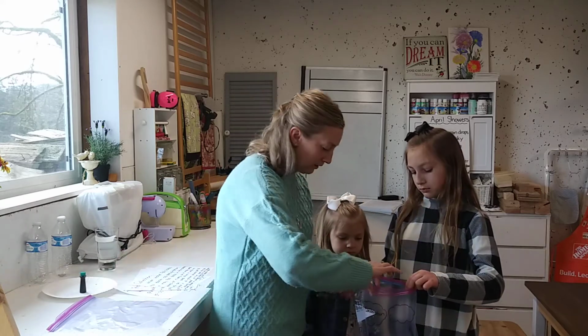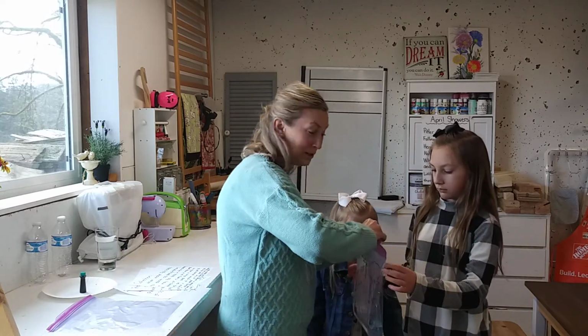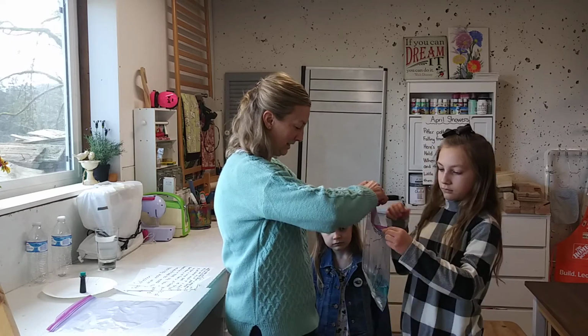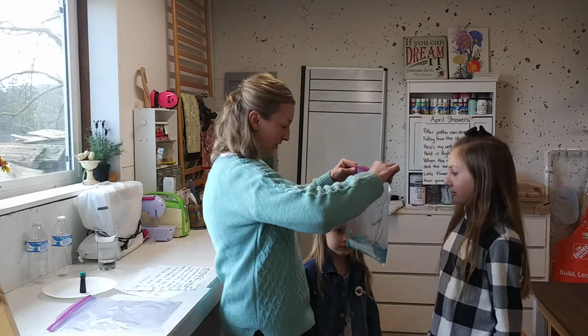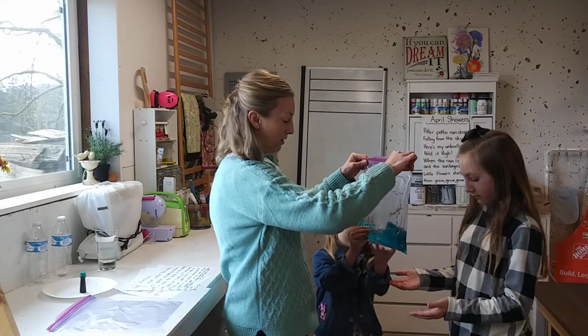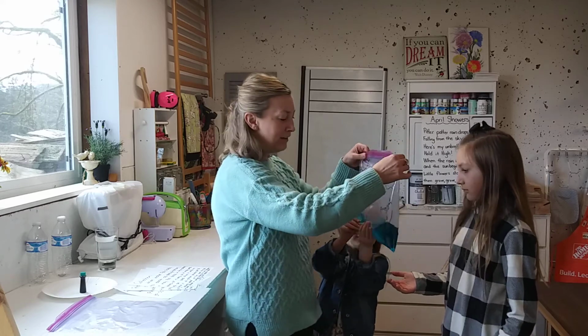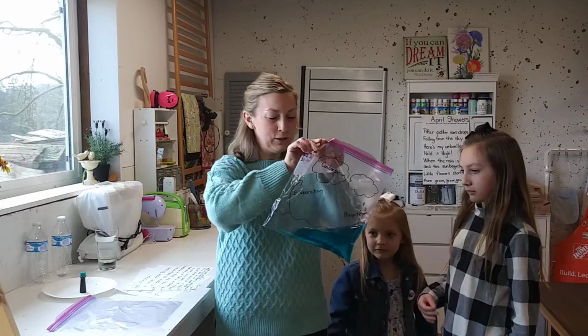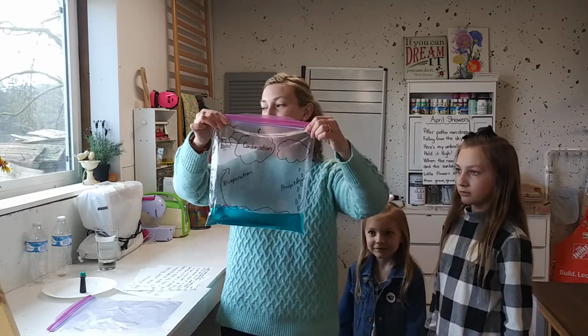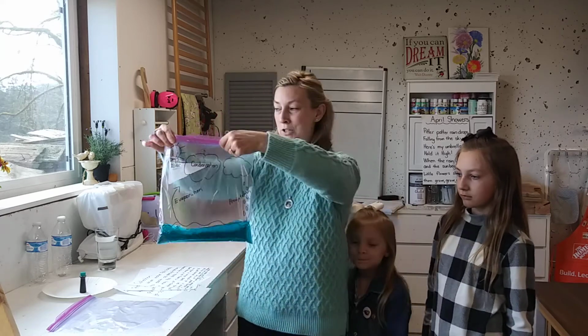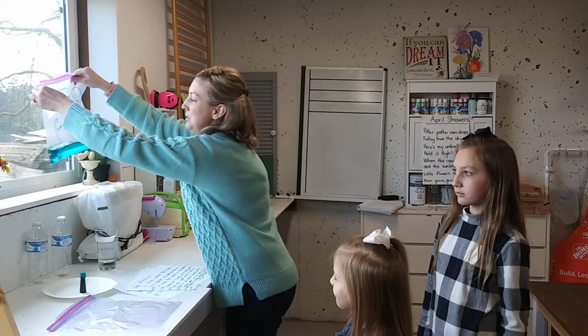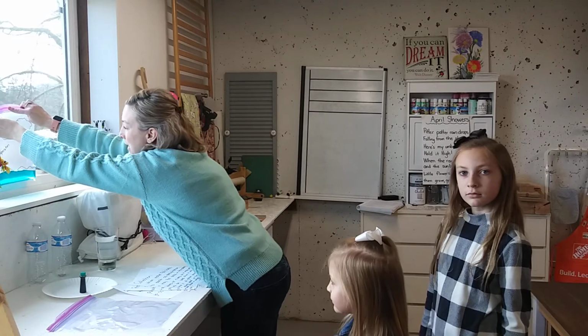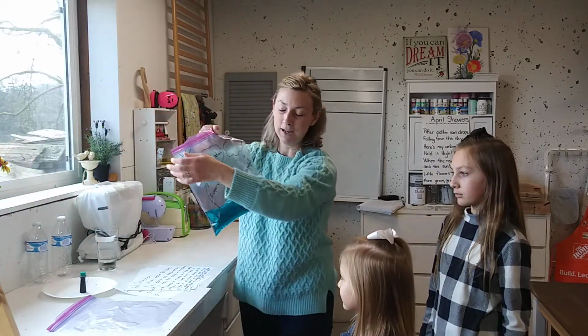So then we will close our bag up, make sure it's nice and tight. Give it a good little shake to get that water all mixed up. And then what you're going to do is you're going to take your baggie and you're going to find a window to place it in. And you'll tape it up into your window. And you'll watch the water cycle happen.